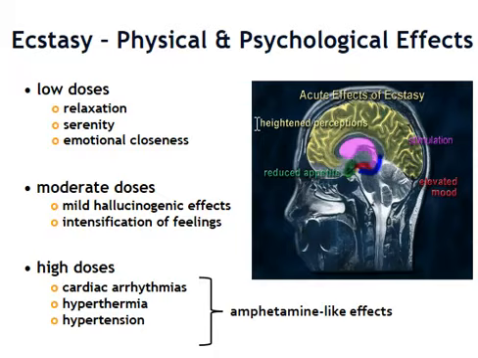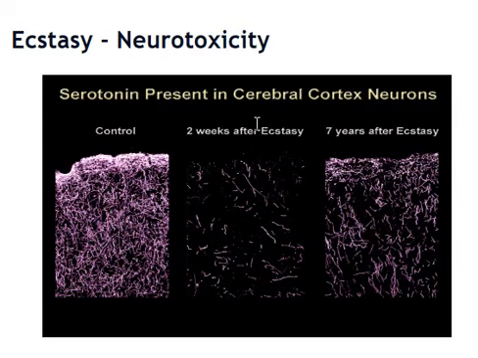I think this next figure is fascinating. Here's serotonin present in the cerebral cortex. And so here's your kind of control. This is what this portion of the brain looks like 2 weeks after ecstasy. And you can see there's still a reduction in some of these serotonin neurons after 7 years of this drug.